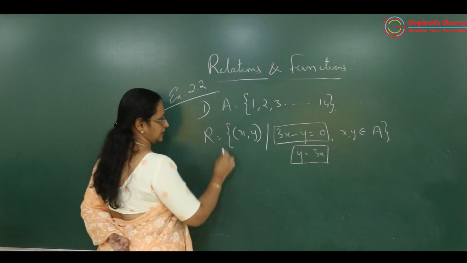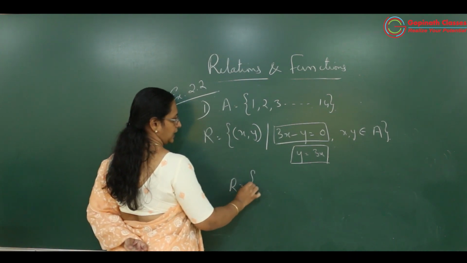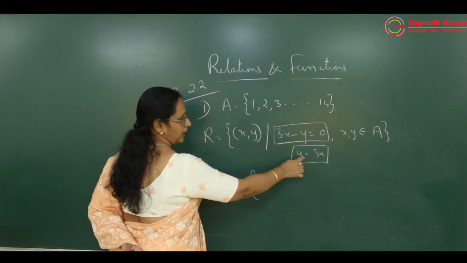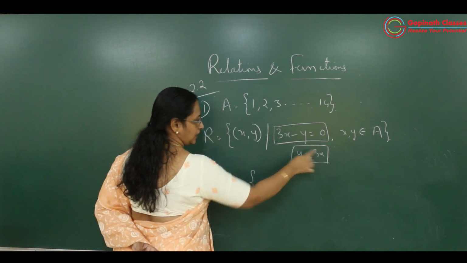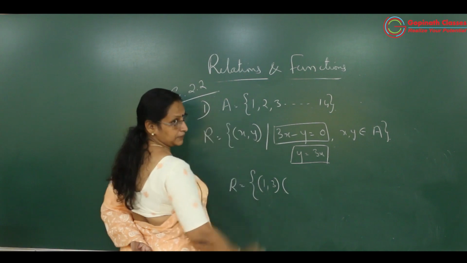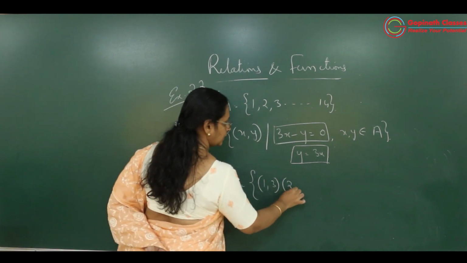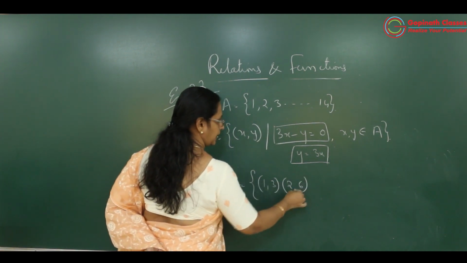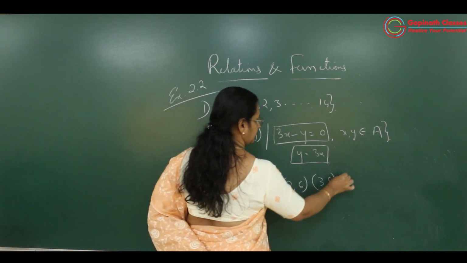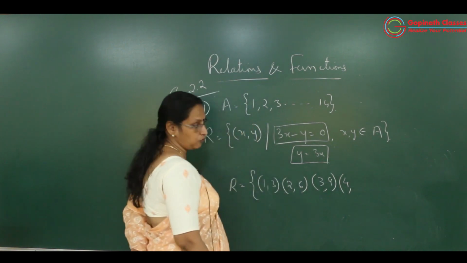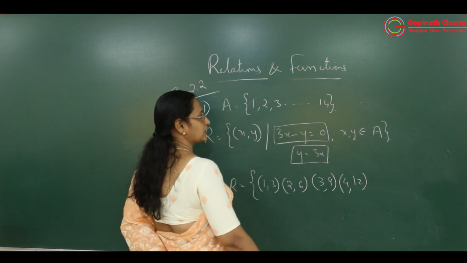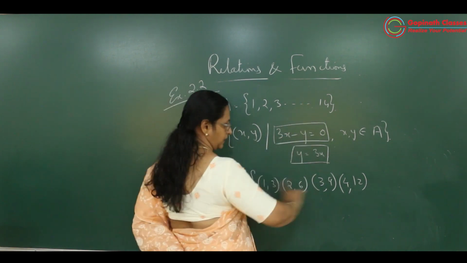So let's start. The relation is equal to, let me write it in roster form. This is list form, you know it's roster form. If x is 1, then 3 ones are 3, so (1, 3). Now I'm picking up the next element 2. If x is 2, then 3 twos are 6. Let's take the next element 3. 3 threes are 9. Let's take the next element 4. 3 fours are 12. Let's take the next element 5. 5 threes are 15. 15 is not there, so we'll have to stop here.